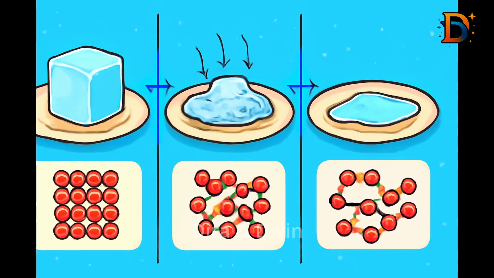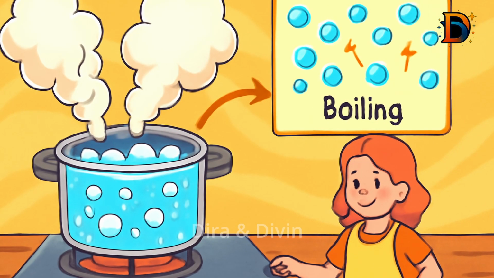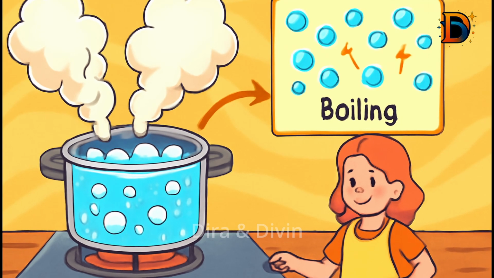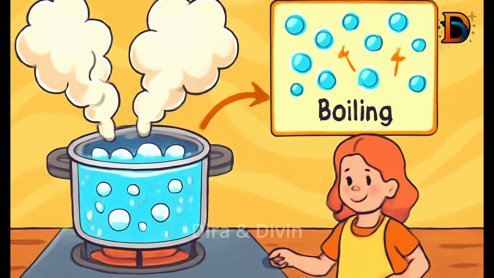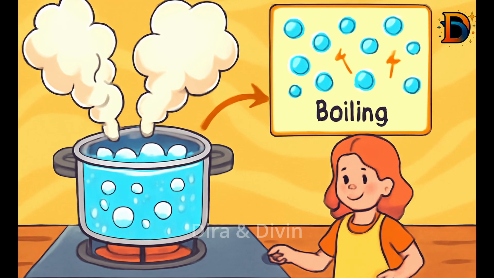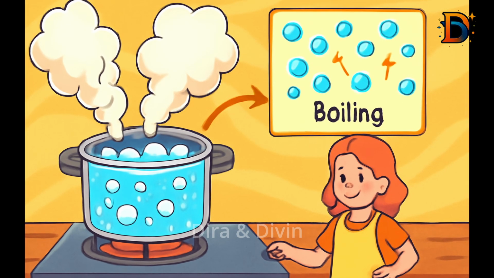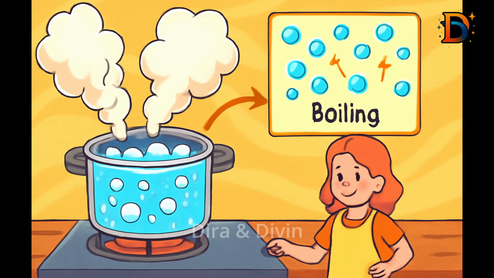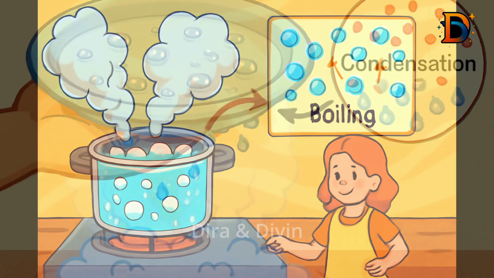Next step is to boil the water, that is gas or steam. With adult help, heat the water in a pot or kettle until it boils. See the steam rising. That's water turning into gas. The gas spreads into the air and you can even feel its heat.